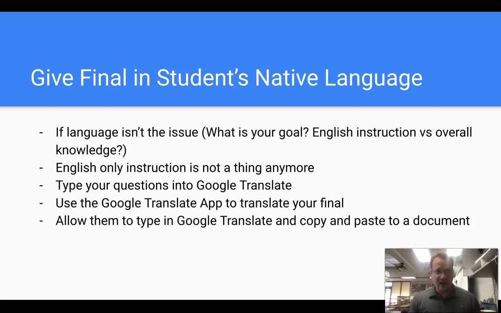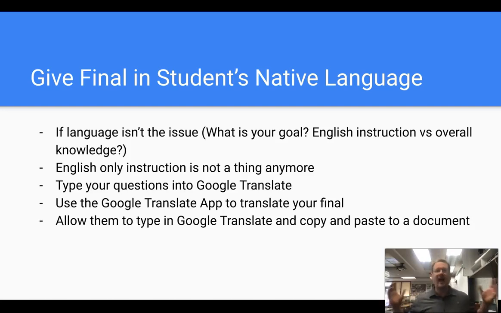Now, the easiest way to give your final in the student's native language is to allow your students to use the Google Translate app on their phone, and hover their phone over your final, and that's going to translate the entire document in their native language. There's 60 different languages they can choose from. That's the easiest way. Now, of course, you yourself could always go to Google Translate, type up your final, and then translate it over to the native languages of your students. But that takes a lot of effort on our part.